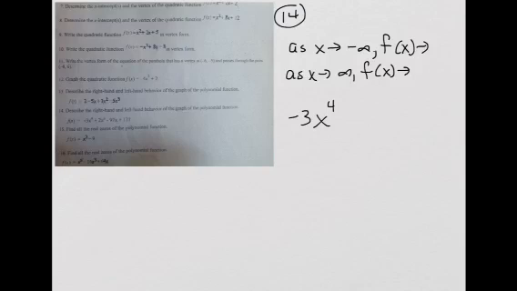So for 14, same thing, end behavior. This time the power is even, so that means they both go up or they both go down. Since this is negative, they're both going to go down. So both of these are going to have negative infinity.